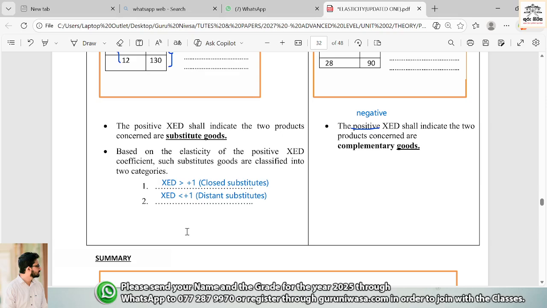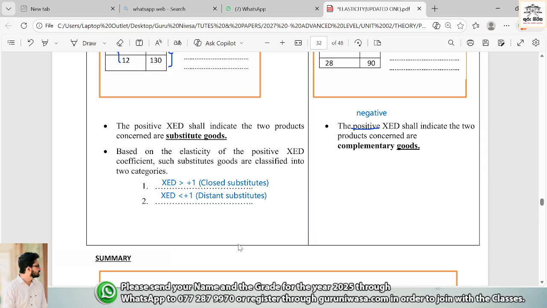You can also say this. If the XCD value is positive, first check whether the XCD value is positive or negative. If positive, they are substitutes. Right? The two concerned products are substitutes. Then check whether it is less than 1 or more than 1. If it is more than 1, these products are close substitutes, like coffee and tea. There's a strong substitute relationship. If XCD is less than positive 1, they are substitutes but distant. Are you okay?